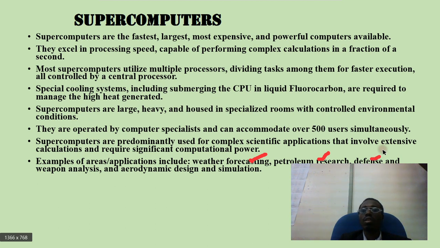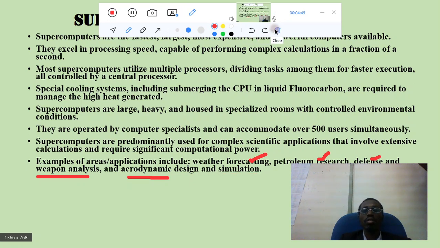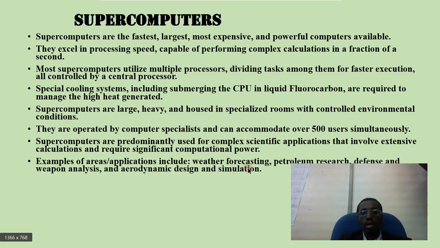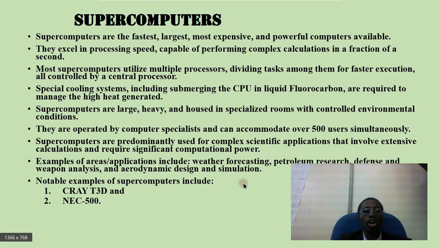We have defense, like your headquarter areas and the military defense headquarters. They use these supercomputers to do several tasks, including even trying to track other areas and enemies' areas. We have weapon analysis, we have aerodynamic design and simulation. Both aerodynamic design and simulation are used in aviation areas, like the Kenya aviation areas and localities. So let's move on and look at the next stage. Notable examples. Now, what are some of the examples of these supercomputers? One of them is the Cray T3D and NEC 500.